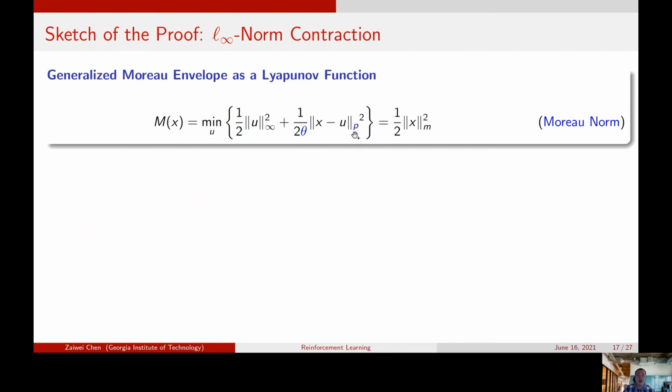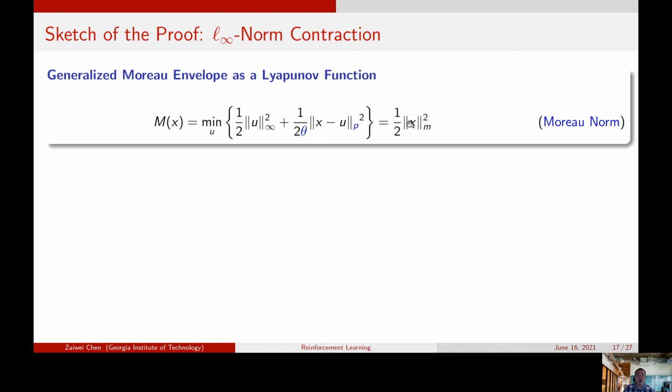If the p norm here is 2 norm, the Euclidean norm, then this is the standard Moreau envelope. Here we extend this definition to the case where we can use some arbitrary smooth norm here. In this case, we call it generalized Moreau envelope. This p norm and the parameter theta are all tunable parameters, and eventually we will have to carefully choose them to obtain the tightest finite sample bound.